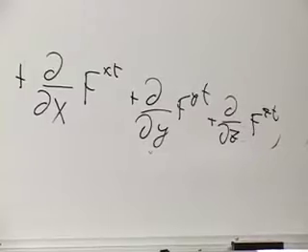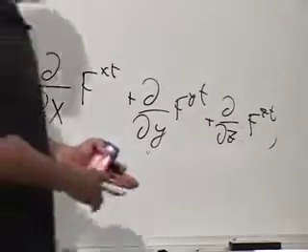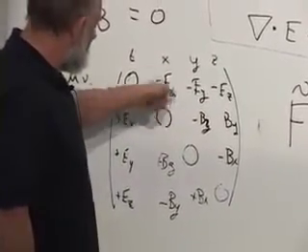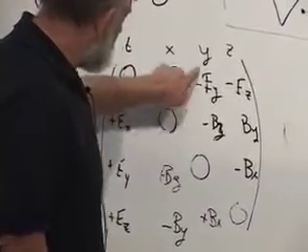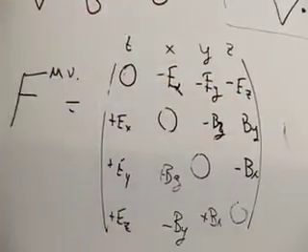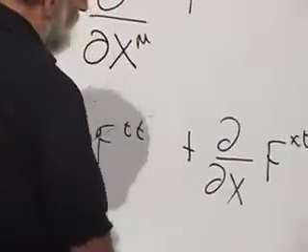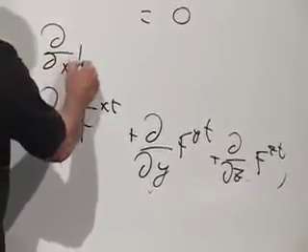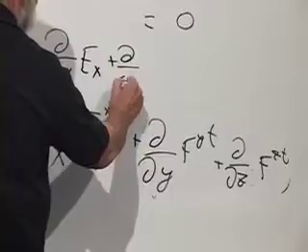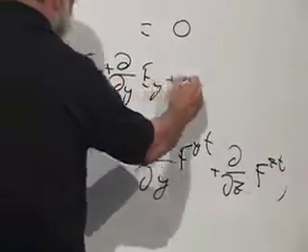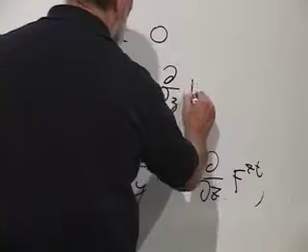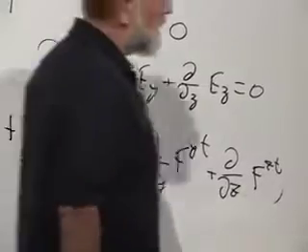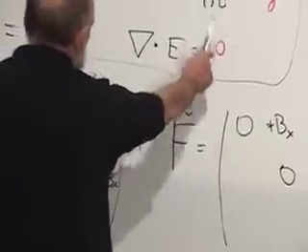Well, what is f_x, f_y, and f_z? Those are just the components of the electric field. With a minus sign, they are E_x, E_y, and E_z. So all this says, when packaged neatly, is that the derivative with respect to x of E_x plus the derivative with respect to y of E_y plus the derivative with respect to z of E_z is equal to 0. That, my friends, is just del dot E equals 0.